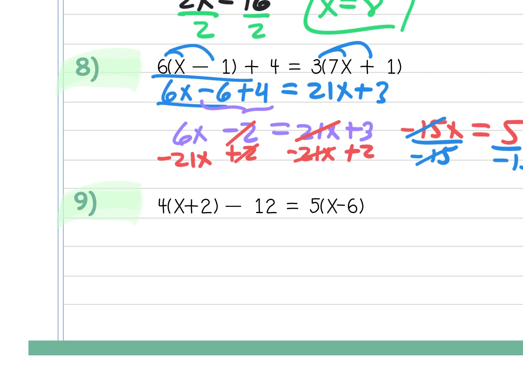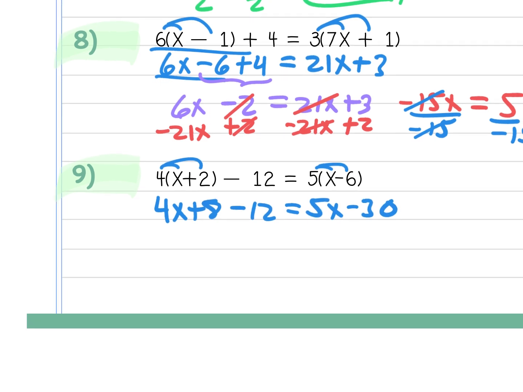And then same thing with number 9. We just want to distribute the 4, and we want to distribute the 5x, or just the 5. Then this should give us an equation that we're familiar with. Distributing this 4 is going to give us 4x plus 8 minus 12, and distributing the 5 gives us 5x minus 30. Again, combine like terms: 8 minus 12 is negative 4. Bring down the 4x equals 5x minus 30.